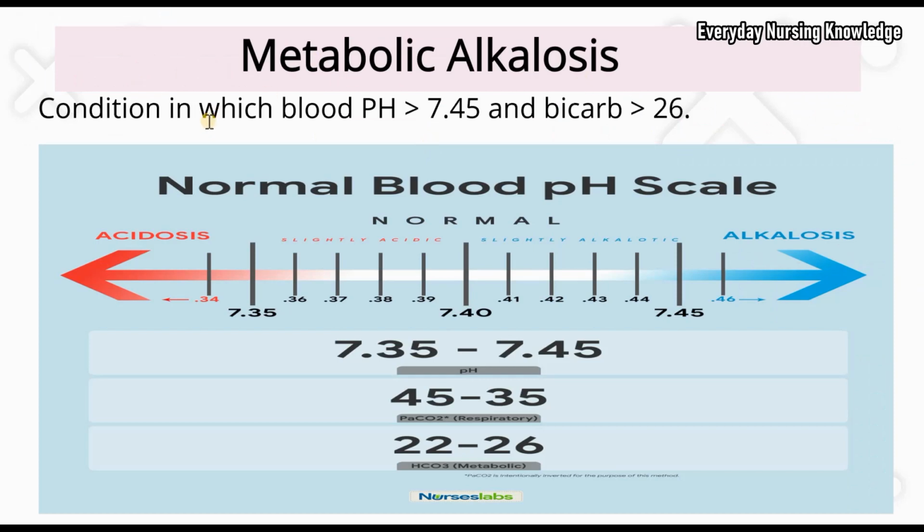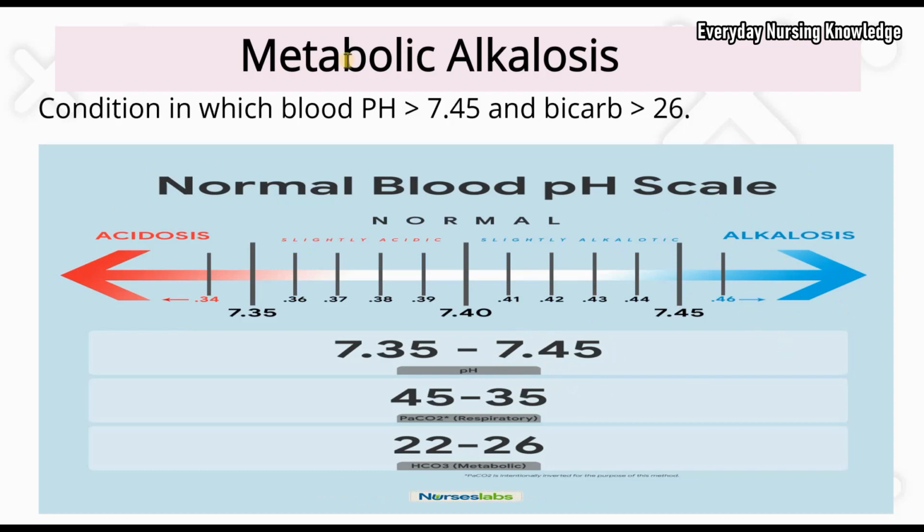Metabolic alkalosis is a condition in which blood pH increases greater than 7.45. The normal blood pH is 7.35 to 7.45. If blood pH is less than 7.35, it is acidotic, that means more hydrogen ions. And if the blood pH is greater than 7.45, it means it's more alkalotic.